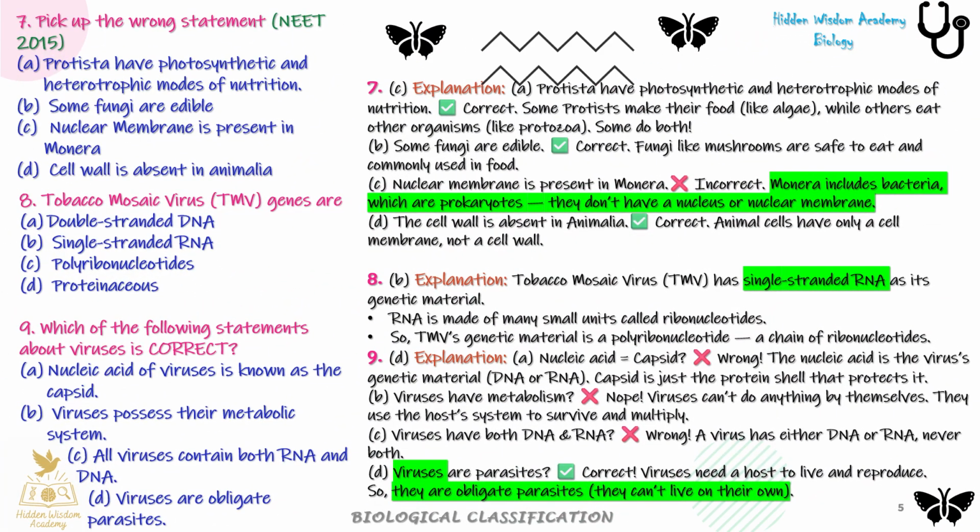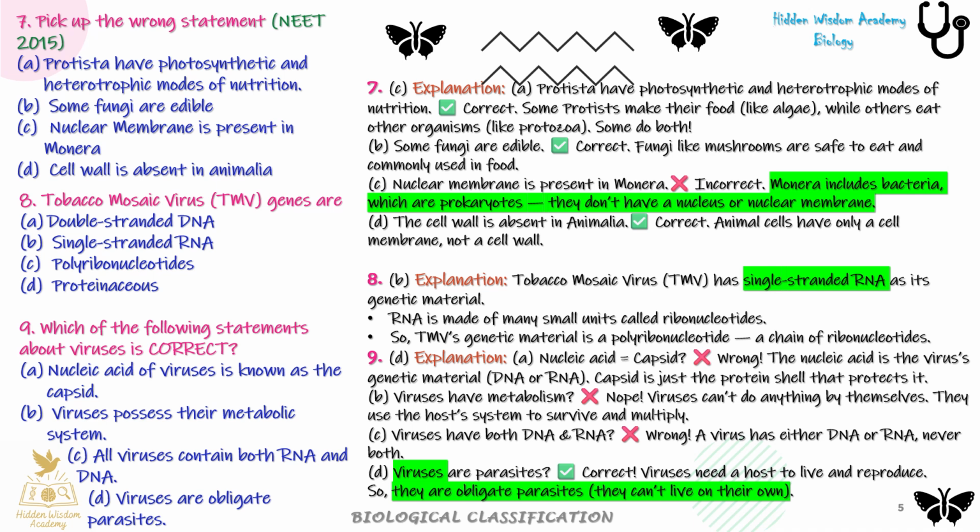Question 7. Pick up the wrong statement. This is a PYQ. Option A. Protista have photosynthetic and heterotrophic modes of nutrition. Option B. Some fungi are edible. Option C. Nuclear membrane is present in Monera. Option D. Cell wall is absent in Animalia.